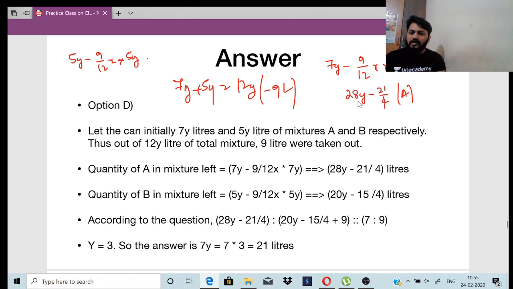So 7 4s are 28. And this one, what will come? 5 4s are 20, minus 15 by 4. We got the two equations, right?